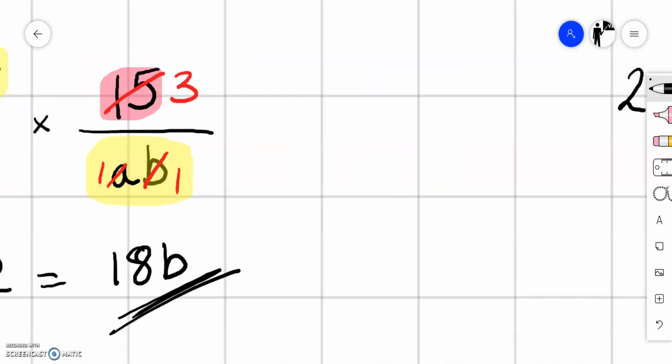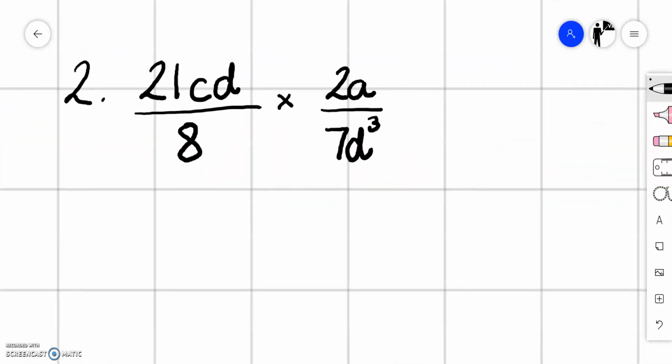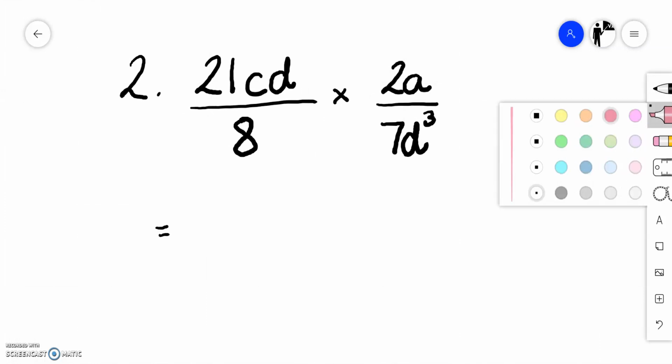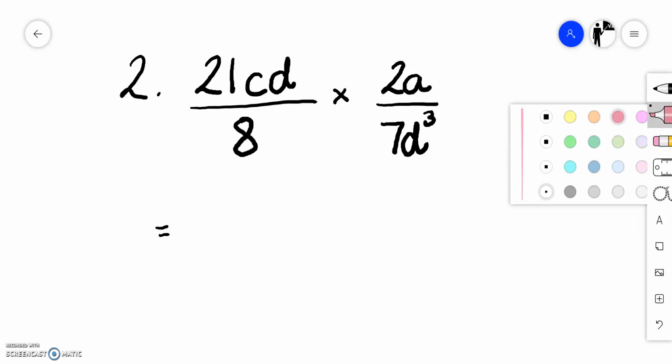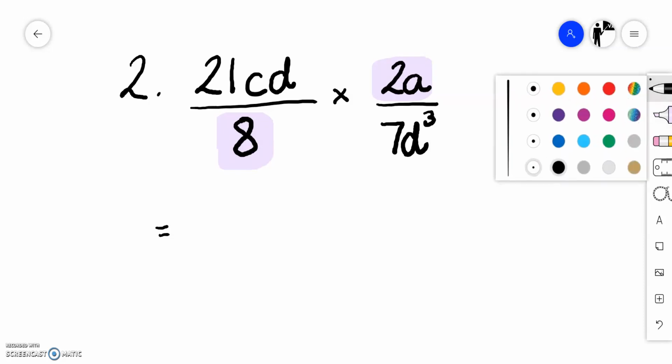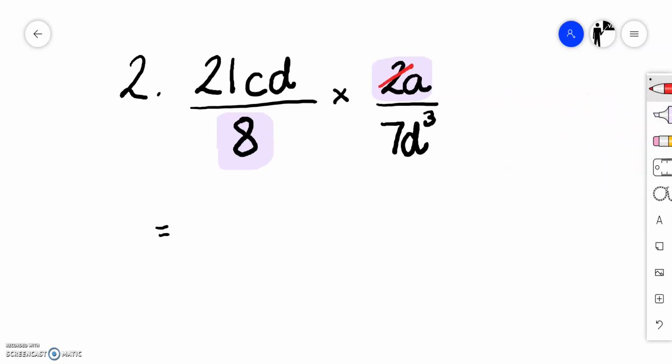Let's have a look at our next example. 21cd over 8 times 2a over 7d cubed. Let's have a look at our diagonals. Let's have a look. 2a and 8. Well, I can simplify the 2 and the 8. 2 goes into that once and into that 4 times. I can't simplify the a with anything.